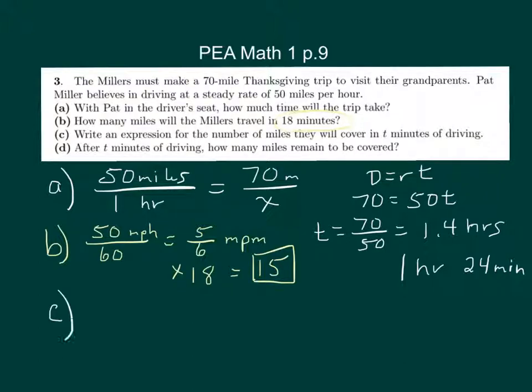Write an expression for the number of miles they will cover in t minutes. Well, we already have how many miles per minute. It's 5/6 miles per minute. And we already did this a second ago. We multiply by 18 to figure out how far for 18 minutes. So to get t minutes, we just multiply by t. That's it for that one.